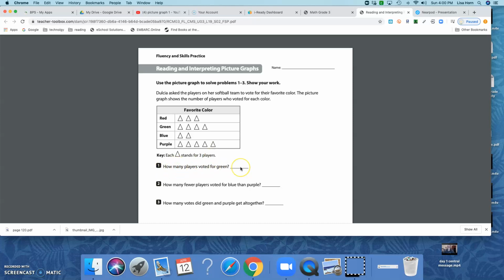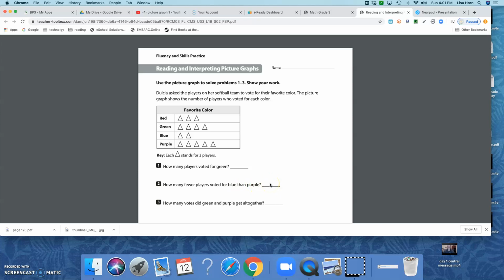All right, let's look at number 1. How many players voted for green? Green, 1, 2, 3, 4, but we have to remember each triangle is 3 players. So it's not 4. Were you one of the ones that got confused and chose 4? If you did, let's talk about how 4 is not the correct answer, because there's 4, but each one stands for 3 players. So we have to think 3, 6, 9, 12, or 4 times 3 is 12. So how many players voted for green? 12.